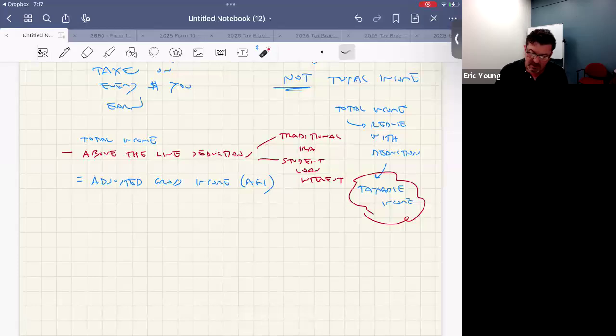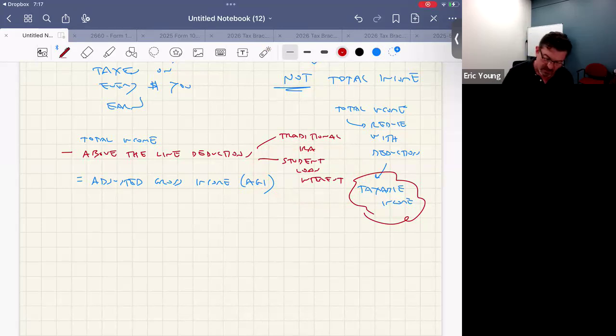I mean, clearly, this right here is probably unfair for the 2/3 of Americans who don't go to college, who either go into trades or the military, let's say. But at the end of the day, this is what it is. So total income minus above the line deductions equals adjusted gross income.